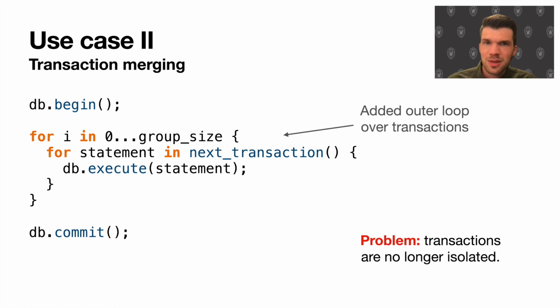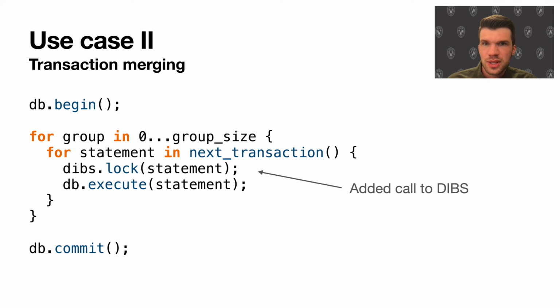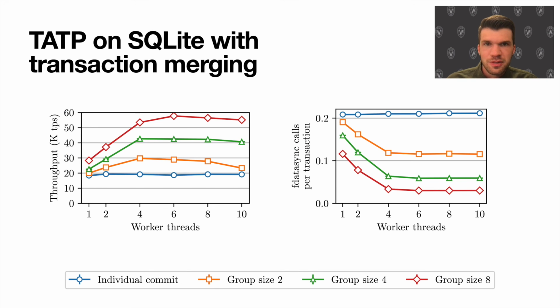The problem then becomes that the transactions within the same outer loop are not isolated. Here, we can add a call to Dibs to ensure that the transactions are now isolated while reducing the number of commit calls per transaction. This is analogous to group commit, but it is different in that it can be implemented as an independent layer rather than in the buffer manager. We evaluate transaction merging for TATP on SQLite 3. Transaction merging substantially reduces the number of fdatasync calls per transaction, which ends up resulting in a 3x improvement in throughput.